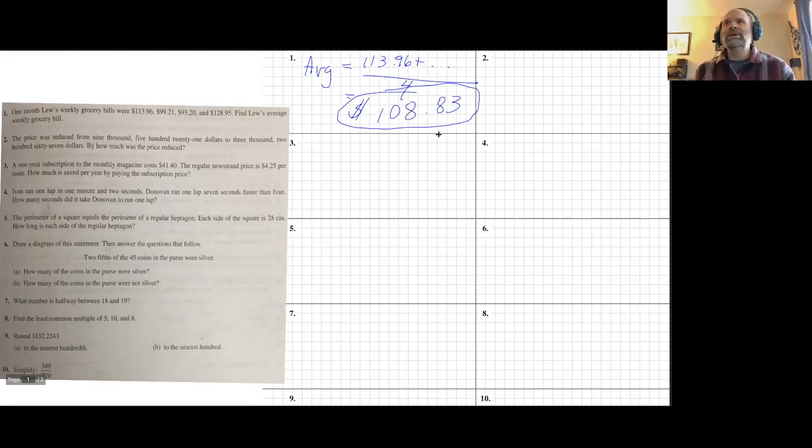Number 2, the price was reduced. What does it mean to reduce price? It's a nice little subtraction problem. We like those subtraction problems, especially Black Friday's coming up. There'll be a lot of subtraction problems that you can figure out in your head. All right, price was reduced from 9,000. So we have to translate this into numbers.